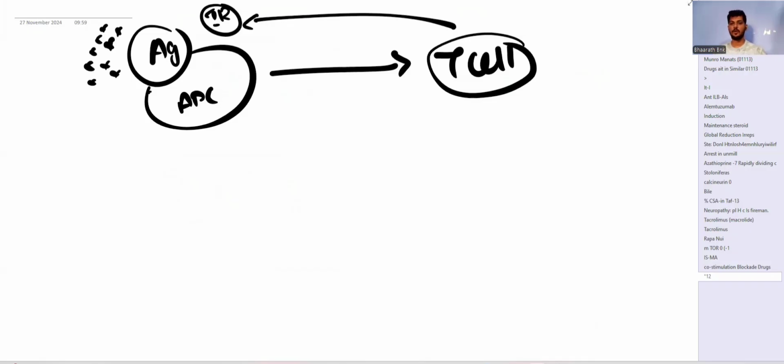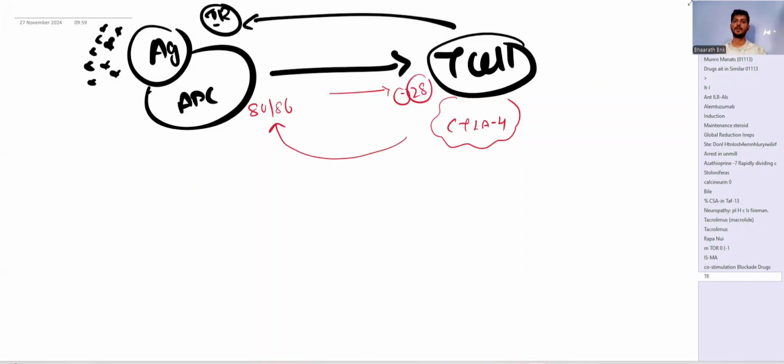Now this T cell on its surface expresses CTLA4. This CTLA4, when present, will bind to the B7 (CD80/86). So it binds to the B7, and when it binds, it will inhibit the binding of B7 to the CD28 on the T cell. Right? So thereby it causes down regulation of T cell.